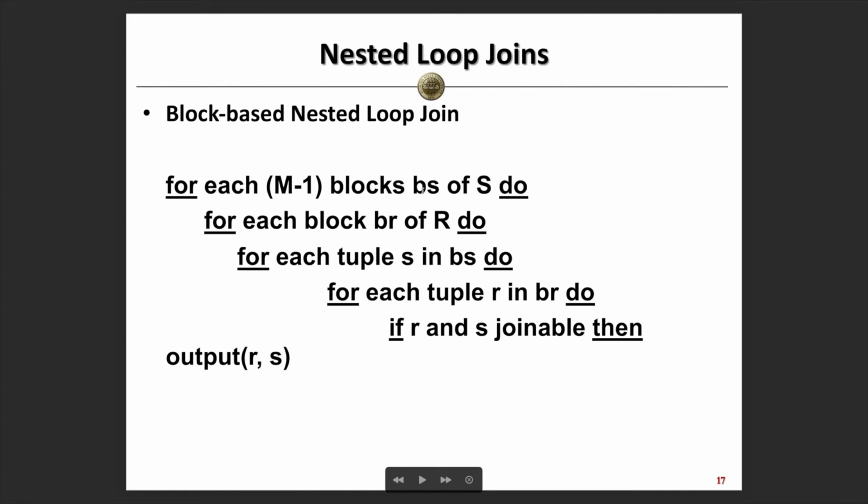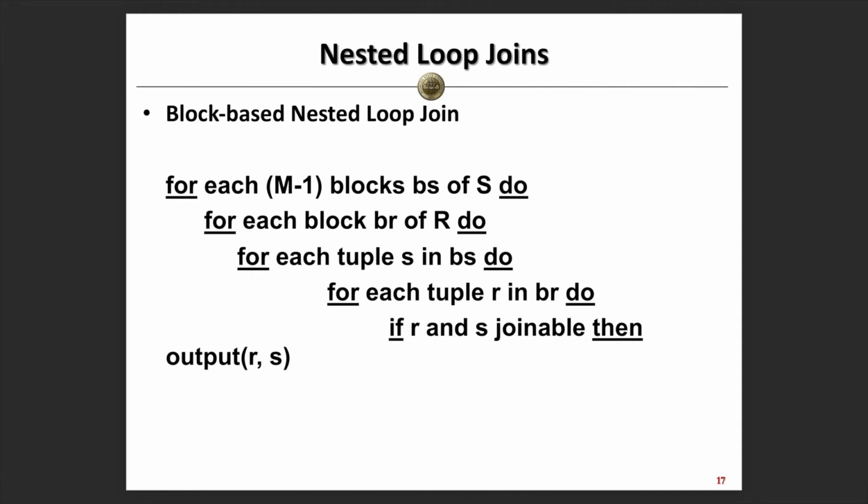It can be denoted by BS for the S relation, and we can enumerate all the blocks BR of the R relation. Inside these blocks, we can further check each tuple in BS as well as each tuple in R in this block BR. We compare whether R and S are joinable or not. If so, we generate the output. Otherwise, we continue with the remaining tuples.